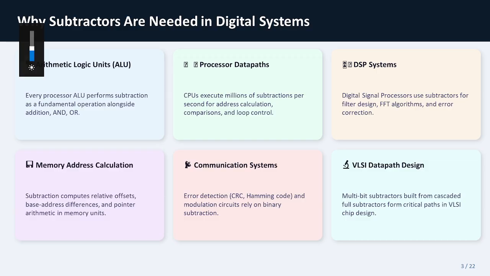So for example, in CPUs, whenever a processor executes A minus B, the ALU performs subtraction. Your processor will say, I am getting input like this, I need to do subtraction. Then this message will go to the ALU. ALU is nothing but arithmetic logic unit. You will get a better understanding of this arithmetic logic unit in the next class.